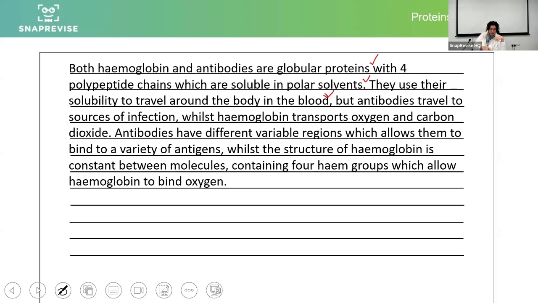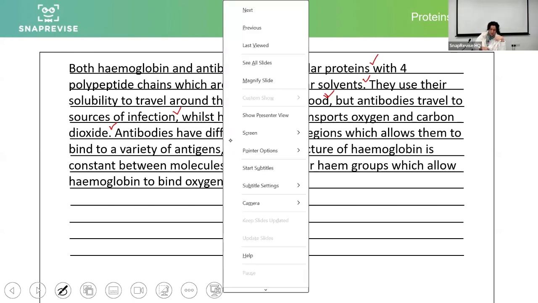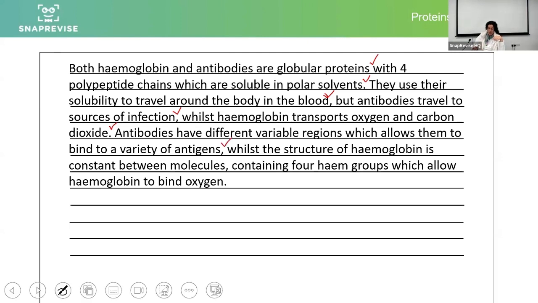They can both travel around the blood. But antibodies travel to the source of infection while hemoglobin transports oxygen and carbon dioxide. Difference in function. 1 mark each. Antibodies will have a different variable region, which allows them to bind to a variety of antigens, while the structure of hemoglobin is constant between molecules, and it contains 4 heme groups, which allow hemoglobin to bind oxygen. So contrasting here now the structure as well.